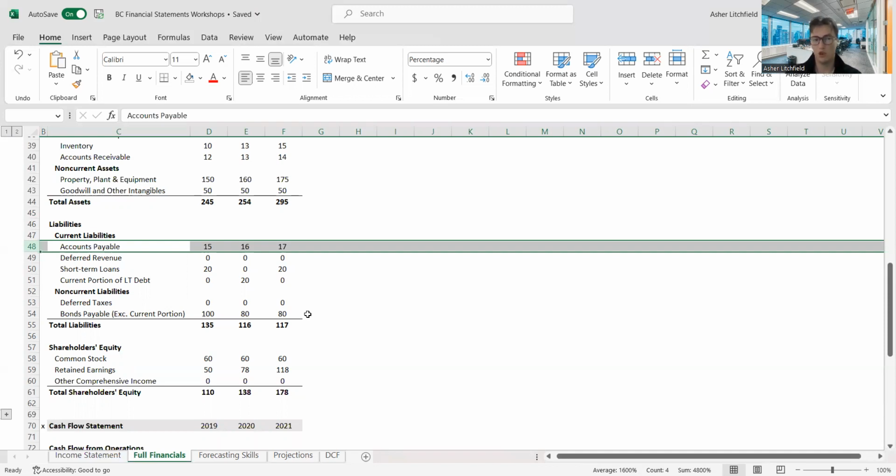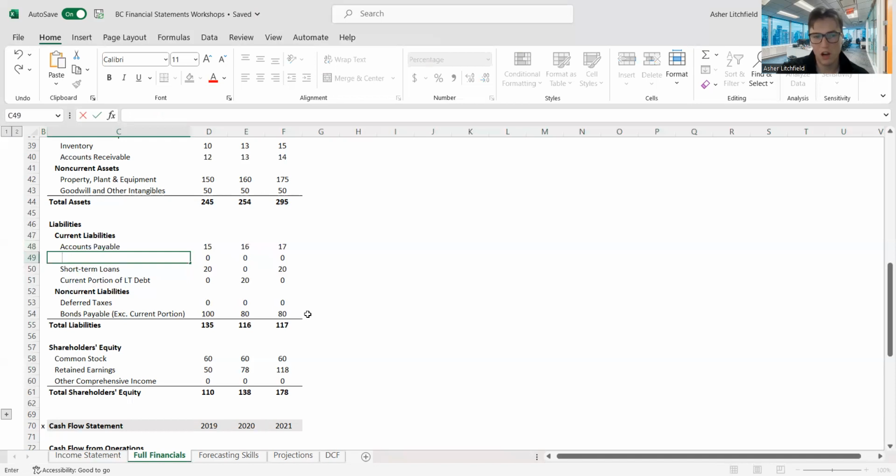We don't want this to be super high because then we run the risk of not being able to pay our accounts payable, and that would cause bankruptcy probably. But generally speaking, companies enjoy not having to pay for their stuff immediately.